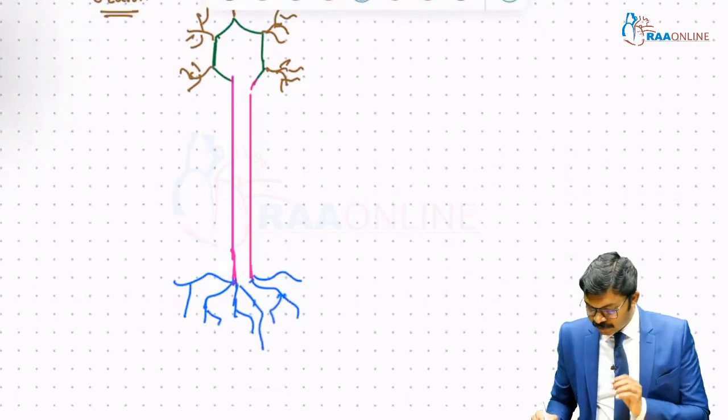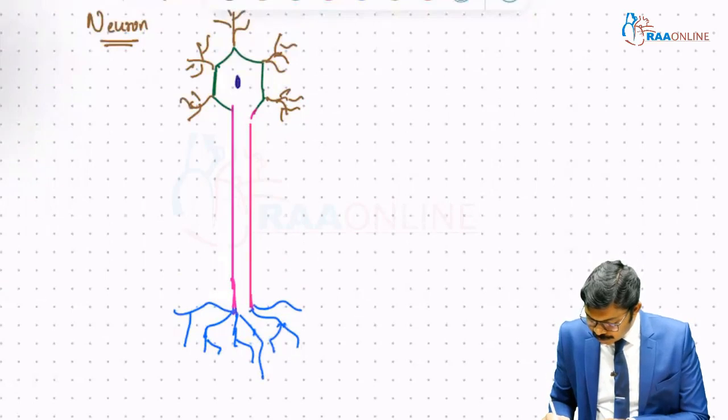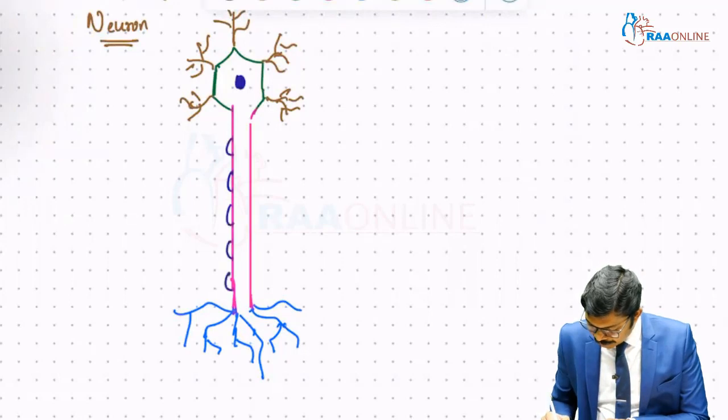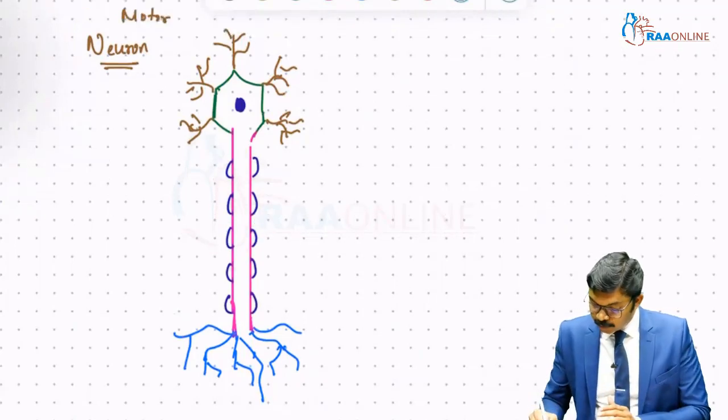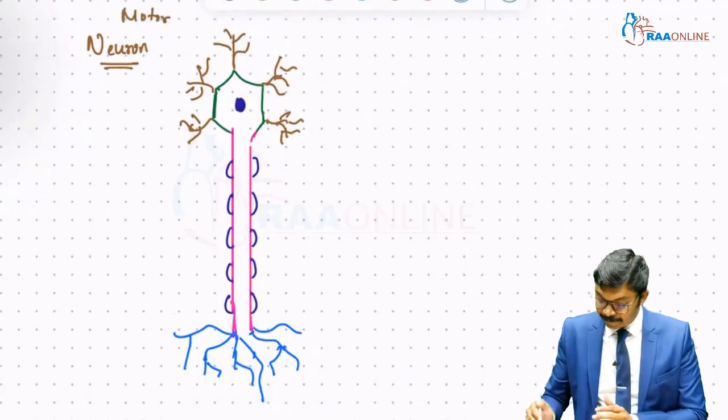Now the important thing: consider there's a nucleus here, and we have myelin cells, and these myelin cells are useful to facilitate action potential conduction in this neuron. Now that's the structure of a neuron, guys.